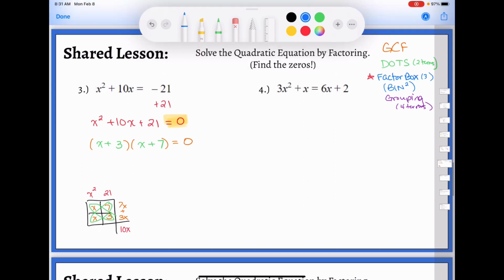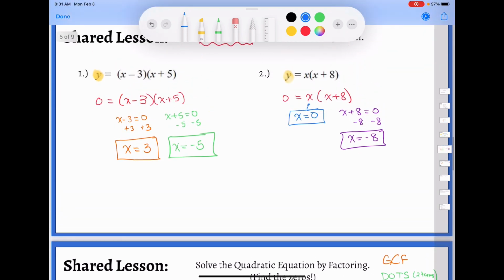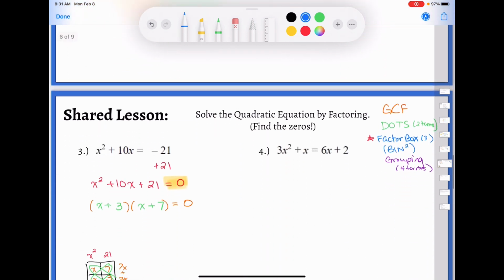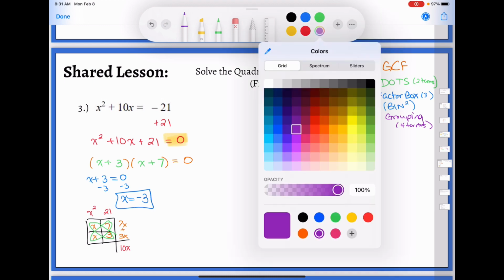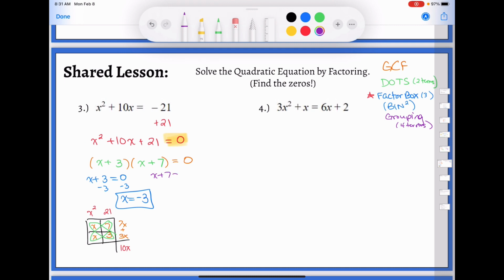And now it's just back to these ones that we did before. It looks exactly like number 1, right? So I take each one of those factors and I set it equal to 0 to solve. So I have x plus 3 equals 0. I'd subtract 3 from both sides. x equals -3 is one of my solutions. And then I have x plus 7 equals 0, subtract 7 from both sides, so I have x equals -7 as my second solution. All right, so that process, that's the whole thing, start to finish, right?